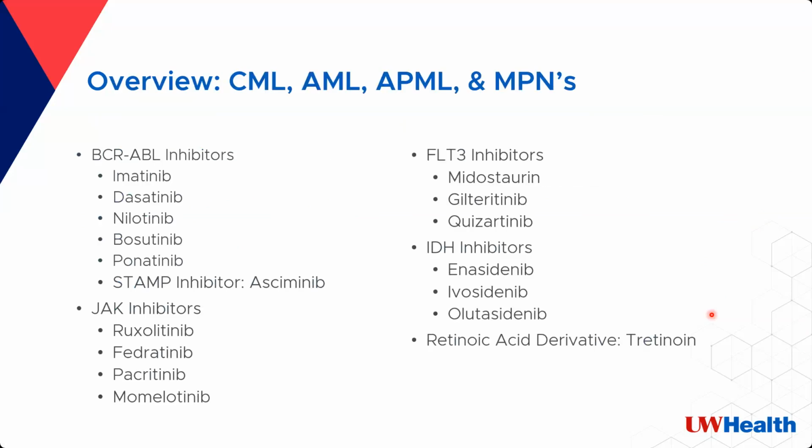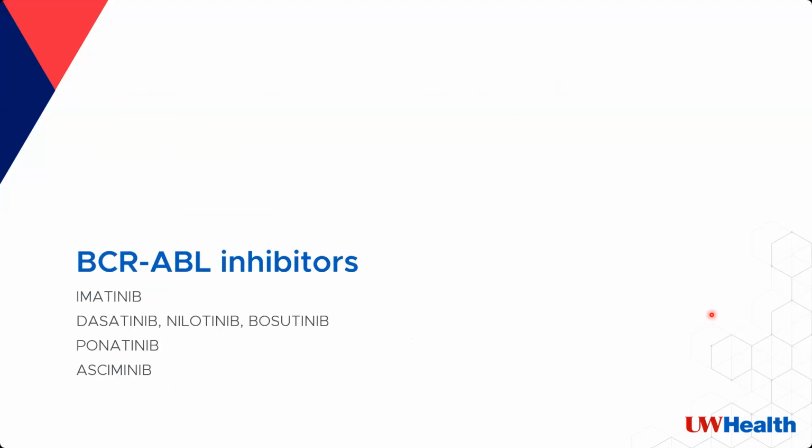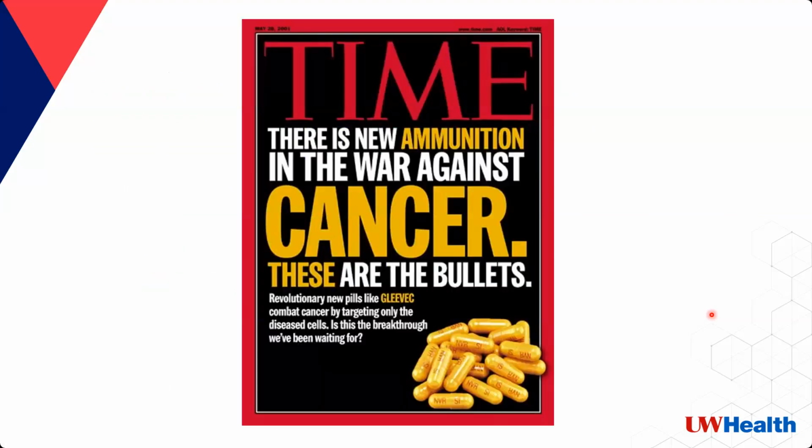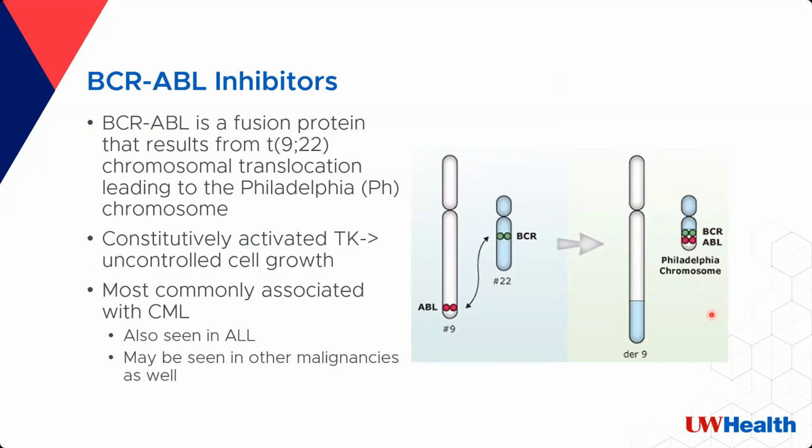For the first part of this presentation, we'll focus on targeted oral chemotherapy agents used in CML, myelofibrosis, GVHD, AML, and APML. So we'll start with BCR-ABL inhibitors. Many of you are familiar with Gleevec. Gleevec is one of the first targeted oral chemotherapies in cancer in general, and it was approved in 2001 for CML. And Gleevec sort of paved the way for other targeted oral chemotherapy agents to come to market.